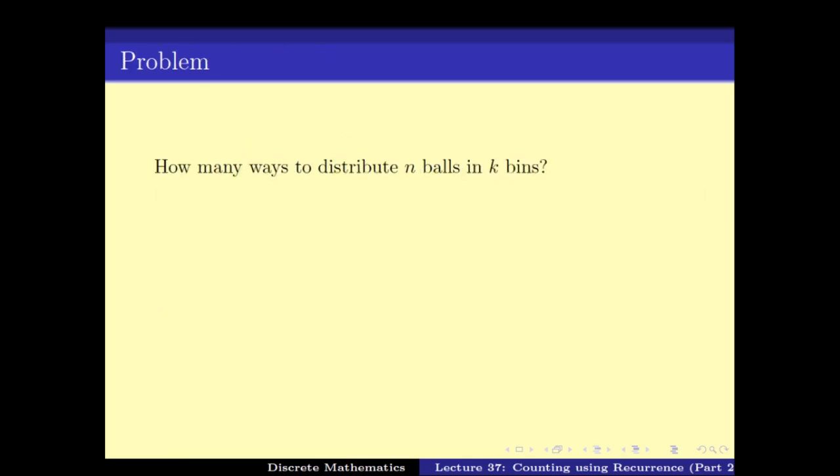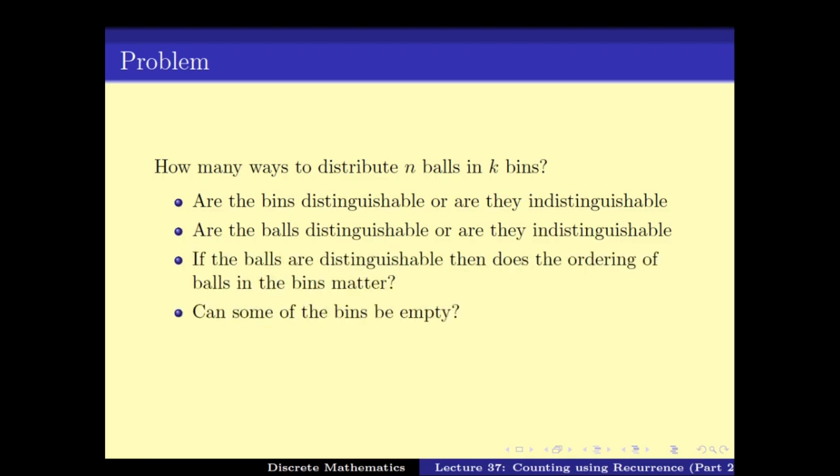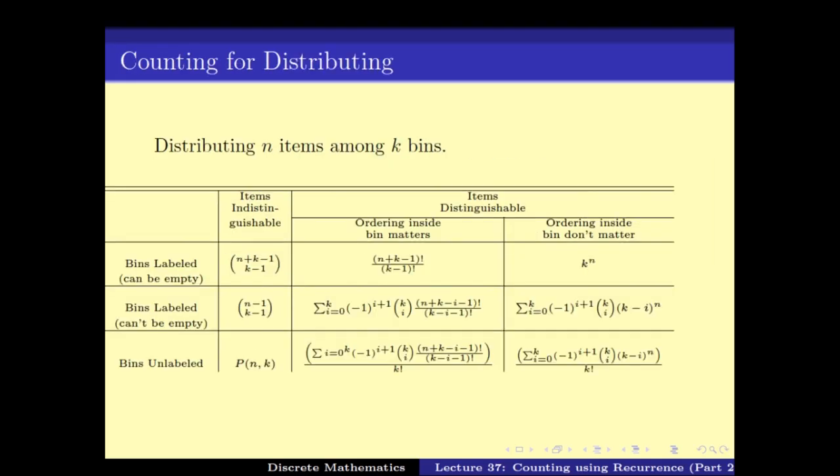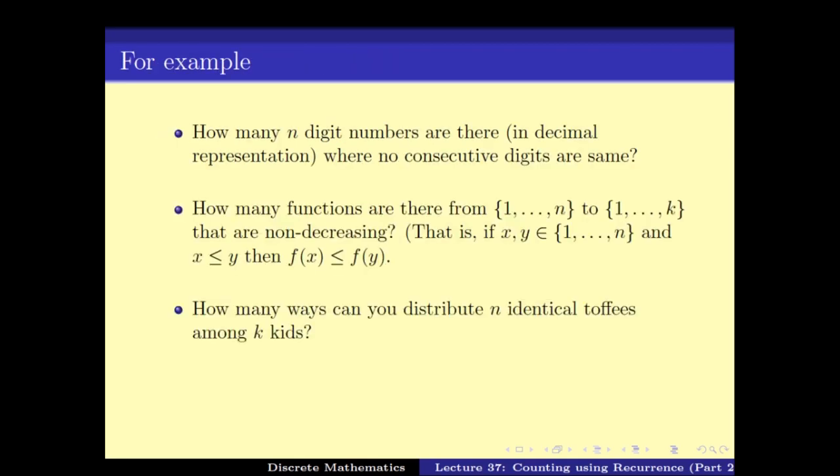Now, a similar problem was how to distribute n balls into k bins, and here also there are multiple cases to be looked at, namely whether the bins are distinguishable or the balls are distinguishable, or whether the ordering in the bins matters, or whether some of the bins can remain empty, and so on. Even in these cases, we came up with a set of answers to all the various cases, and they are mostly compact in the sense that we have some idea about what these values are. And we use all these tricks to solve this set of problems.